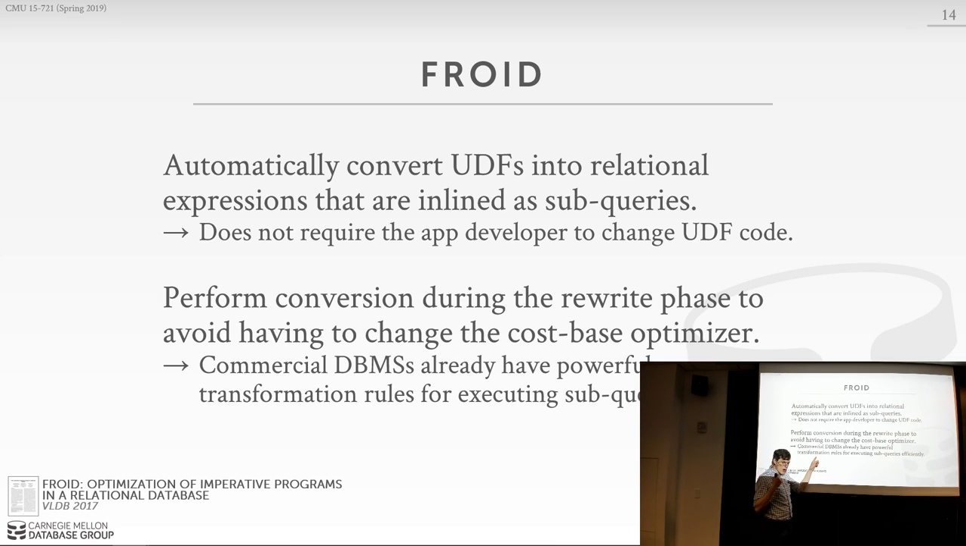But the bottom line is that the commercial systems have really good techniques for unnesting subqueries to make them more efficient. The worst-case scenario for a subquery, which is essentially what the UDFs were doing, is that for every single tuple you call the subquery. But you can do some rewriting in some cases to convert it to a join, and now we know how to optimize joins efficiently. So that's the goal here: we convert everything into subqueries using the apply operator or lateral join, and then hand that off to the query optimizer, which can rewrite it to be a join query. So again, Freud just does the transformation. It doesn't worry about any of the higher-level query optimization techniques that the optimizer does.